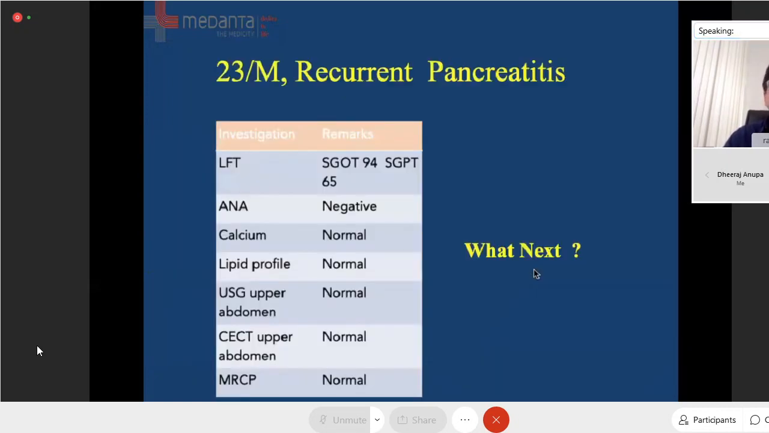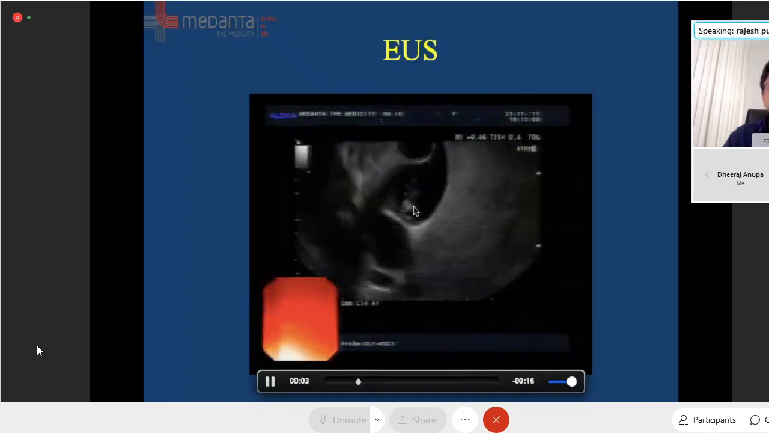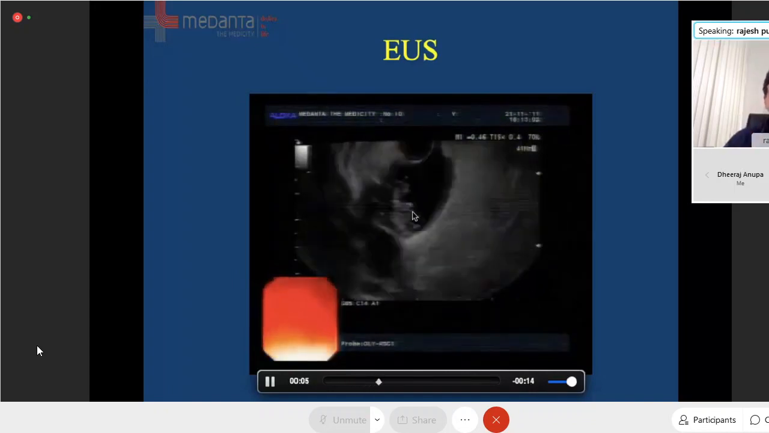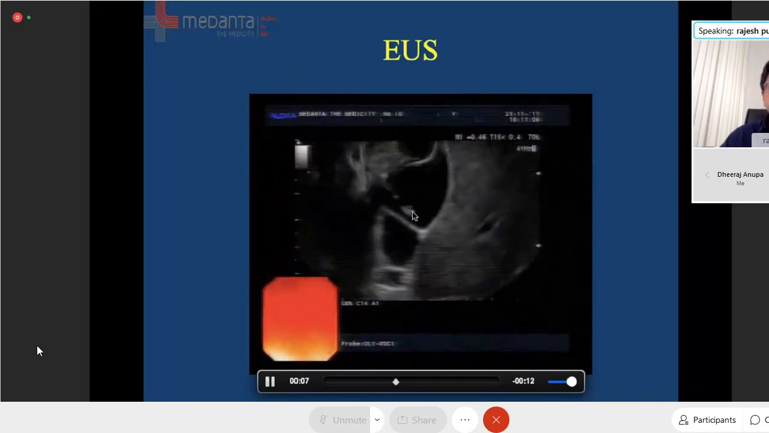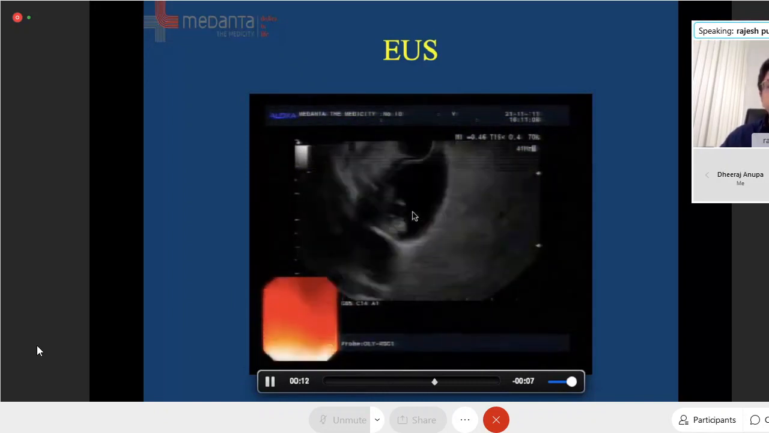Recurrent pancreatitis, I discussed not only early chronic pancreatitis, many of the time when the biochemical and the imaging modalities are normal, you do an EUS and you can pick up the microlithiasis. So these are the microlithiasis, which is less than 3 millimeter in diameter. In a young patient who has recurrent pancreatitis and mildly abnormal LFT, you do EUS.